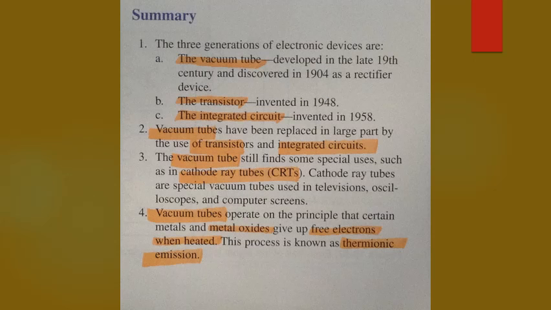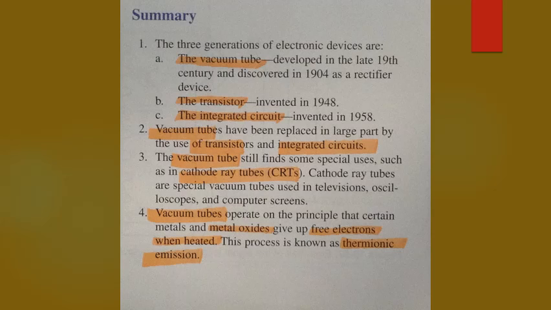And now the summary for chapter 18. 1. The 3 generations of electronic devices are the vacuum tube, developed in the late 19th century and discovered in 1904 as a rectifier device; the transistor, invented in 1948, and the integrated circuit, or IC, invented in 1958.